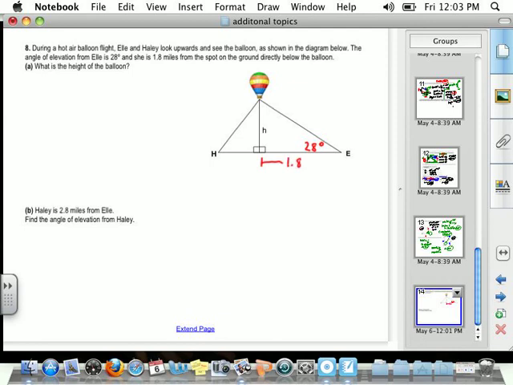Okay, so it says, during a hot air balloon flight, Elle and Haley look upwards and see the balloon as shown in the diagram below. The angle of elevation from Elle is 28 degrees. So let's fill in as we go. Looking upwards, the angle from her to the balloon is 28 degrees, so right here. And she is 1.8 miles from the spot on the ground directly below the balloon. What is the height of the balloon? So we're trying to find h.